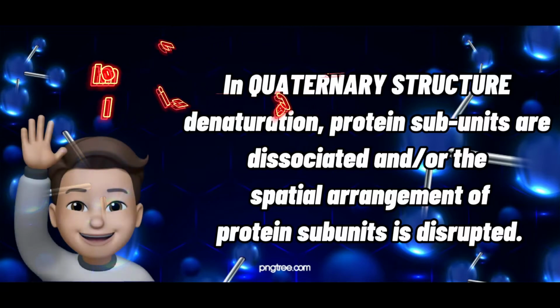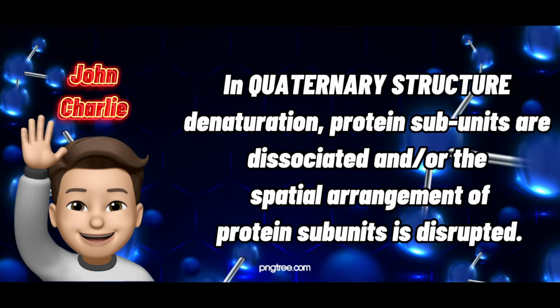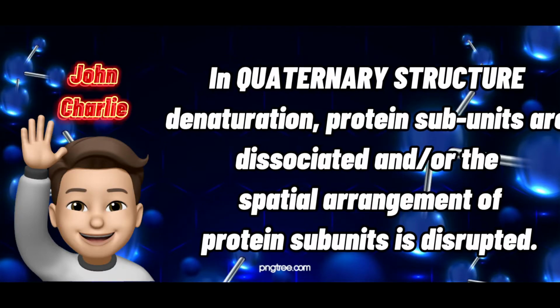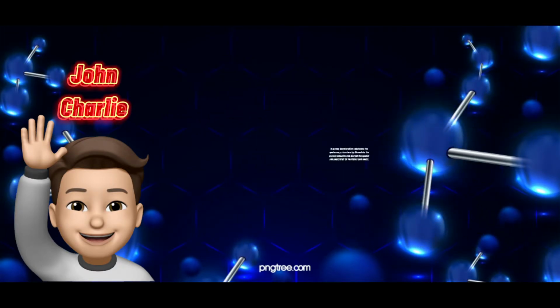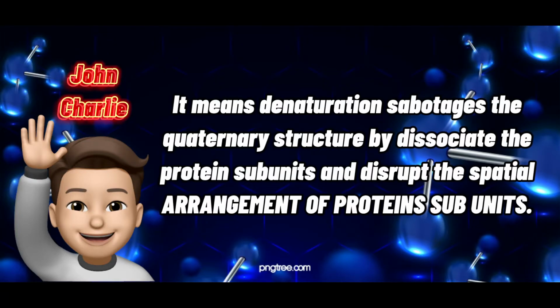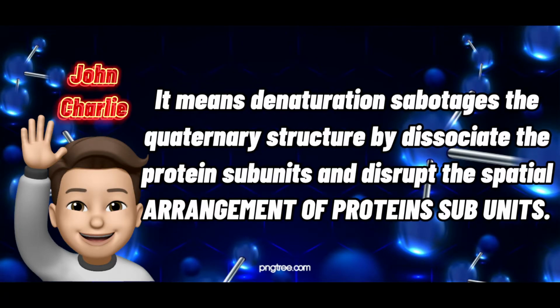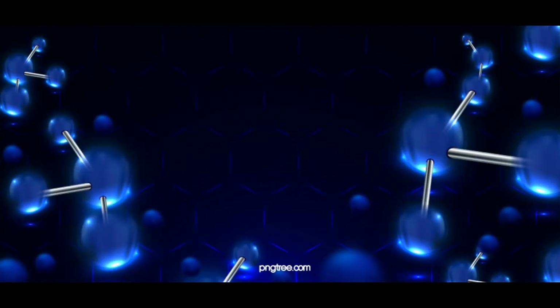In quaternary structure denaturation, protein subunits are dissociated. The spatial arrangement of protein subunits is disrupted. It means denaturation sabotages the quaternary structure by dissociating the protein subunits and disrupting their spatial arrangement.